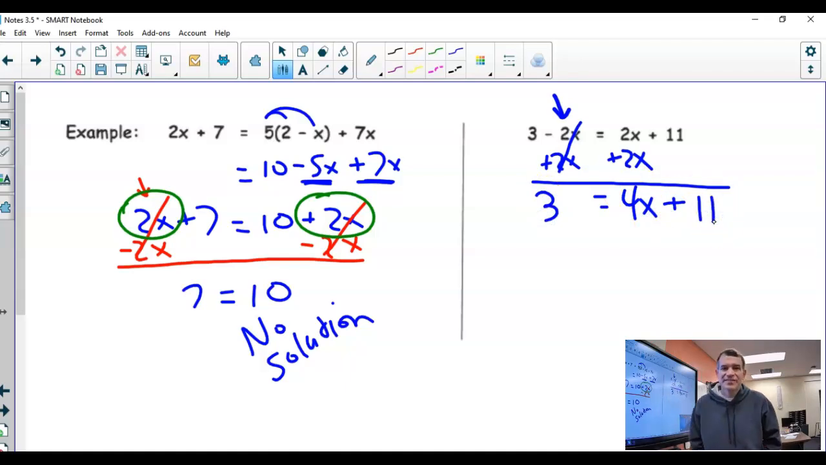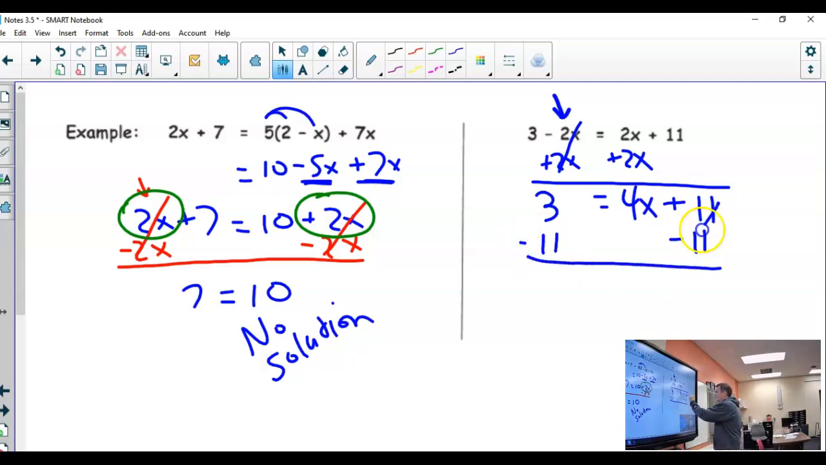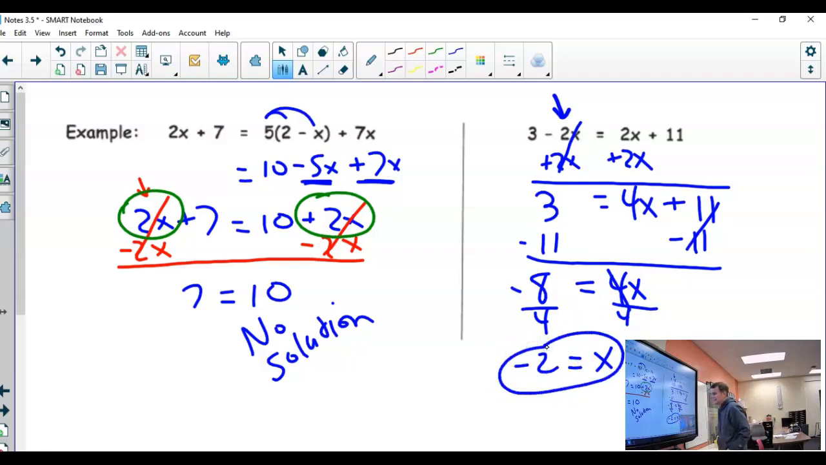Those two had different signs on them. One was negative, one was positive. So it's not the same on both sides. And if it's not the same on both sides, you're going to get one answer. And here my answer would be subtract 11 from both sides, get negative 8 equals 4x, and finally divide by 4, and I get x equals negative 2. So I got an answer, right? I got one answer.